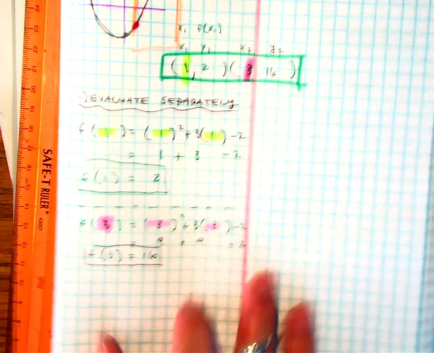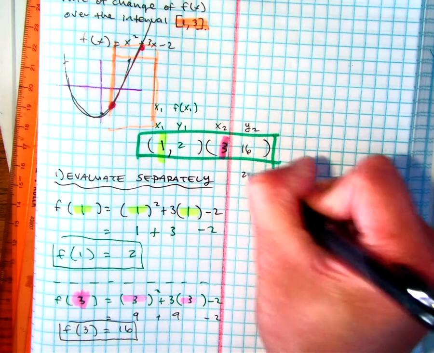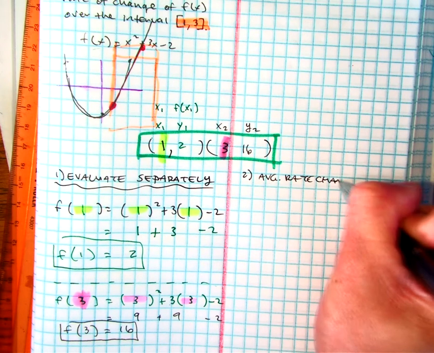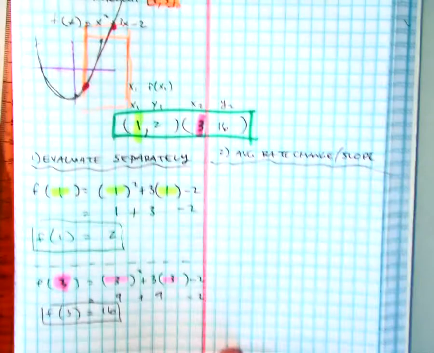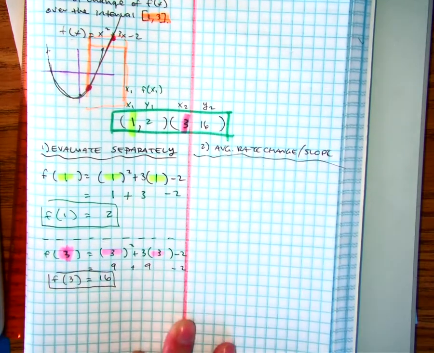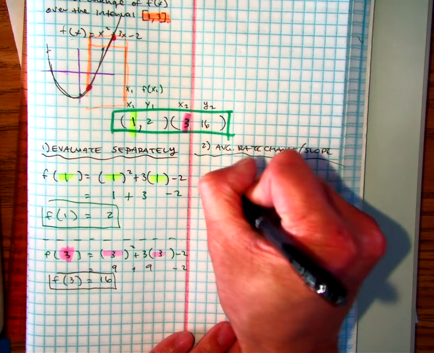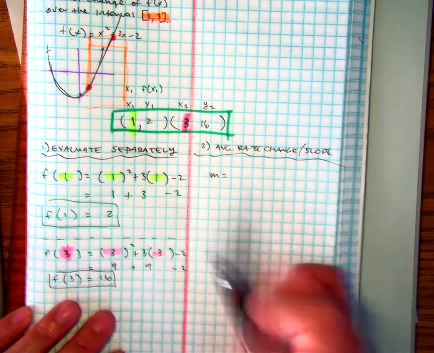So what we did is we evaluated separately, and next, now I just need to find the average rate of change. What's another word for average rate of change? It's basically just finding your slope. The fancy word here is you're finding a secant. Partner A, tell partner B, what's the formula for slope or average rate of change? Elvis, tell us a formula for slope or average rate of change.